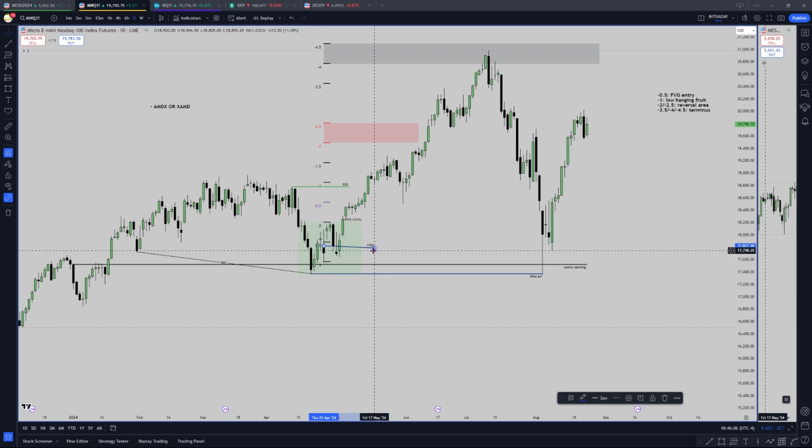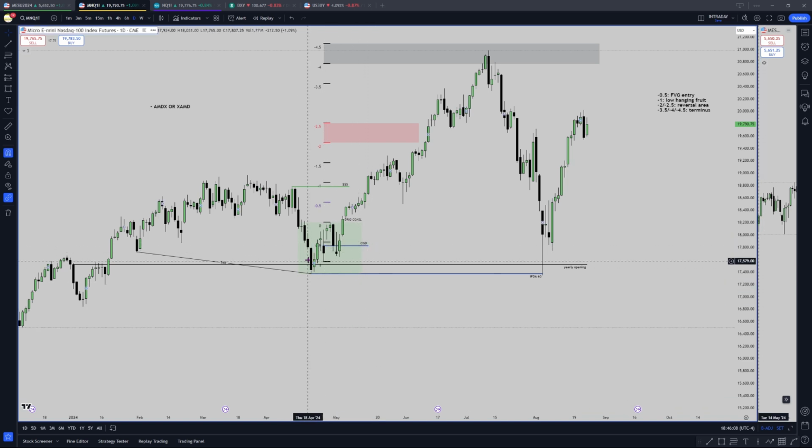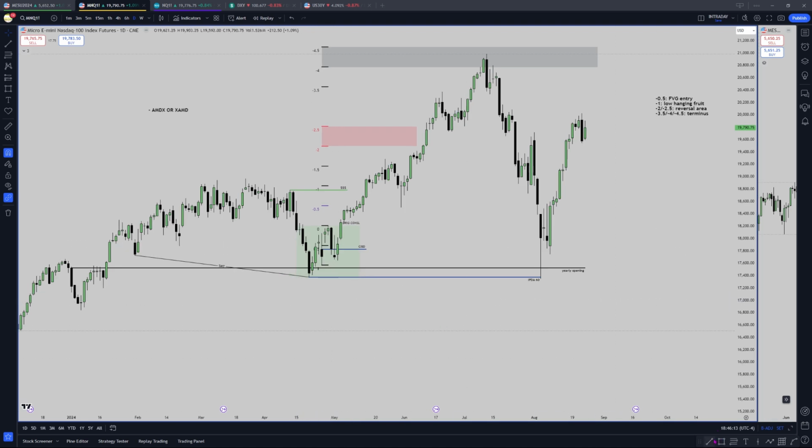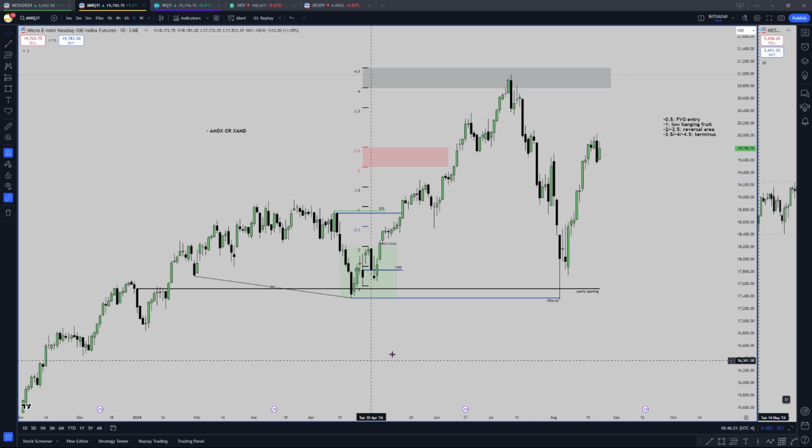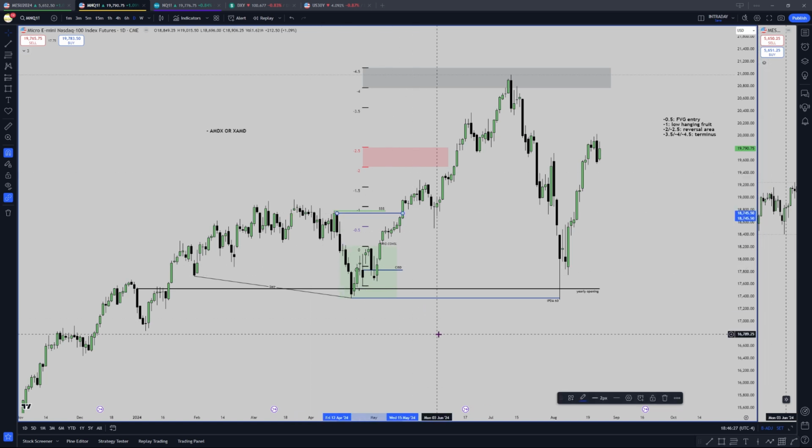But I'd use this manipulation or this change in the state of delivery instead of this one. This one's just a bit more advanced, but your true change in the state of delivery would be all the way up here. Once you see this, you should not be looking to sell at all. All of this price is balanced, and you would not want to sell anywhere in this area.